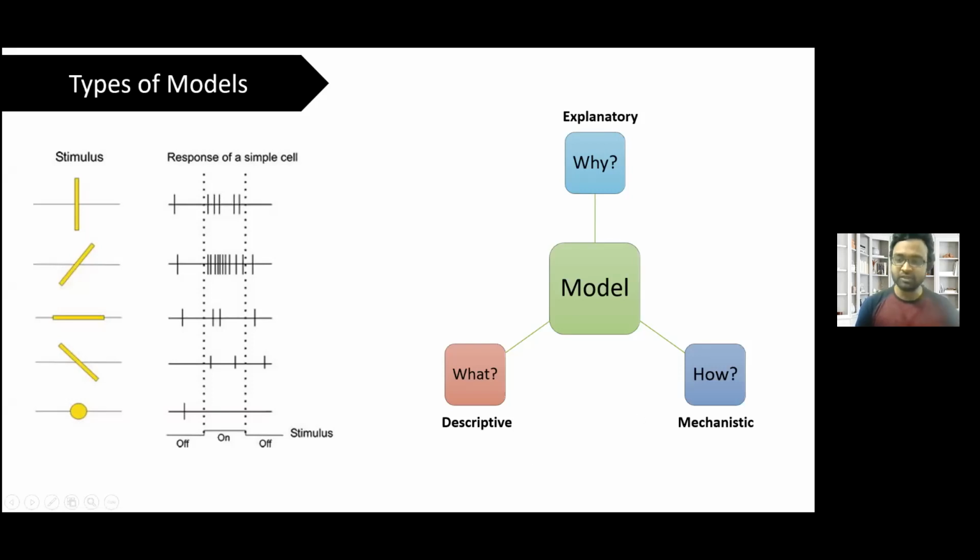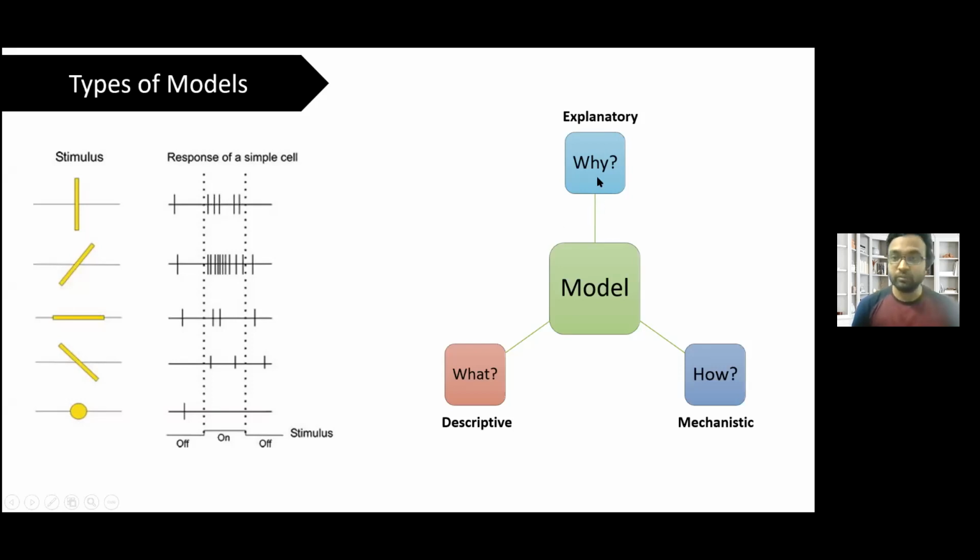The second question is how, which gives us more mechanistic insight into the underlying mechanisms. The question you can ask in this case is how the action potential is generated, and what kind of molecular mechanisms generate this particular action potential. How are the action potentials timed? Why are action potentials closer here compared to over here?